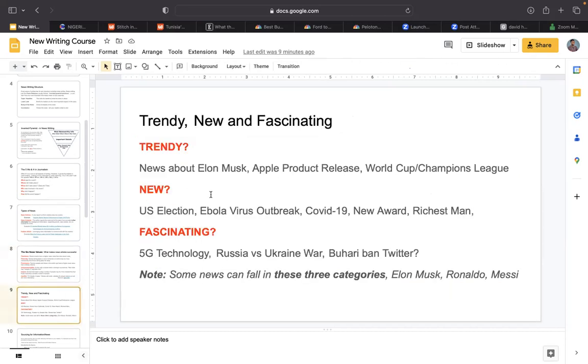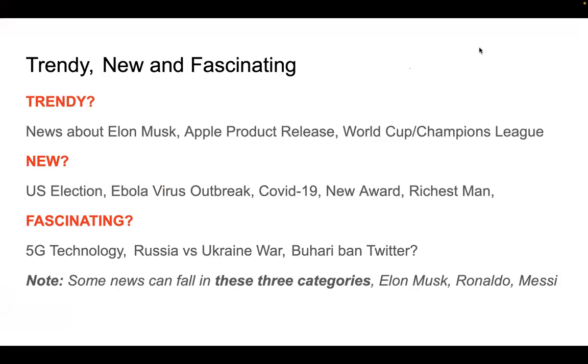Now let's talk about trendy news. Trendy, new, fascinating. I coined this myself because I think this is what news writing centers on. So when you're creating your news, you may want to check: is the news trendy? News about Elon Musk will always trend. He is the richest man in the world. Why not? Elon Musk is buying Twitter. Wow. People want to know what is up.